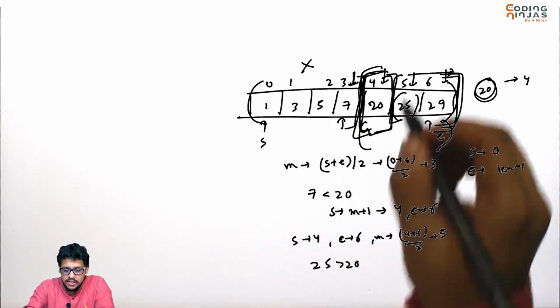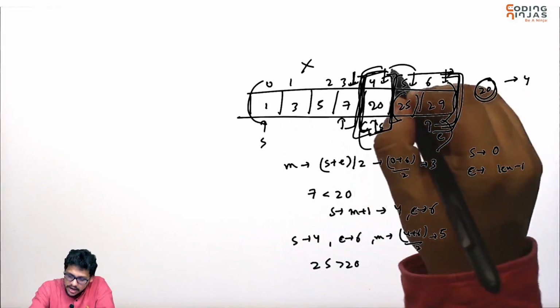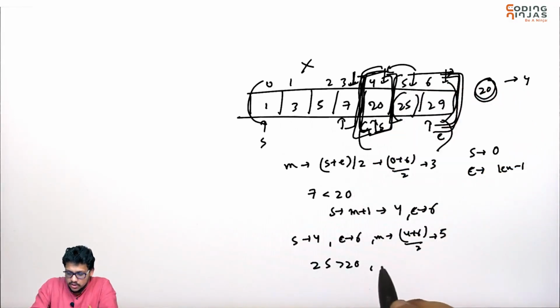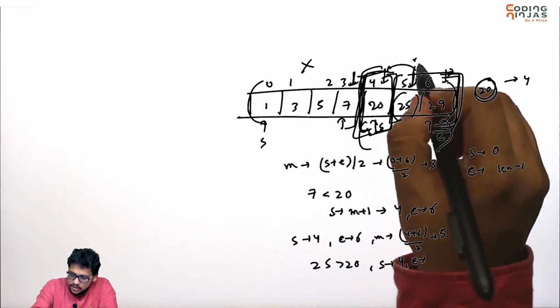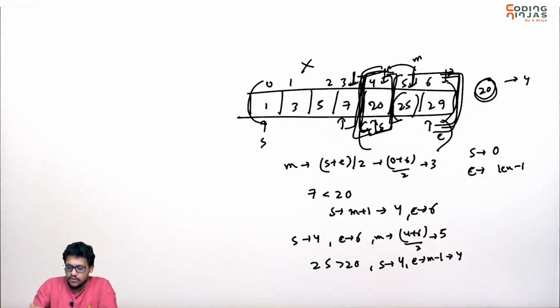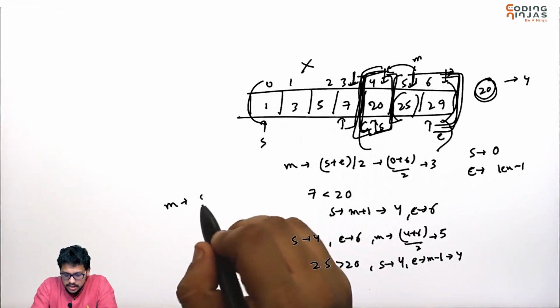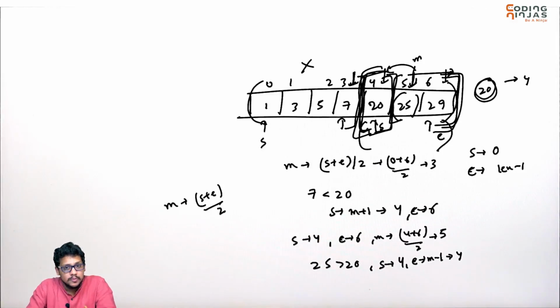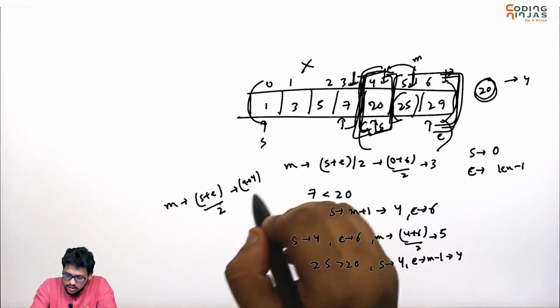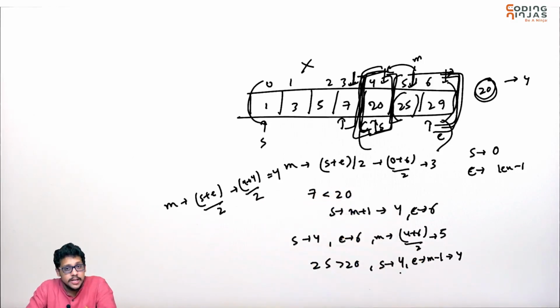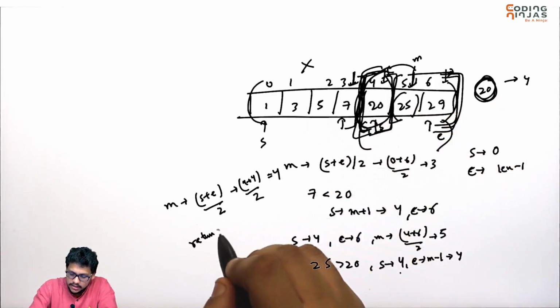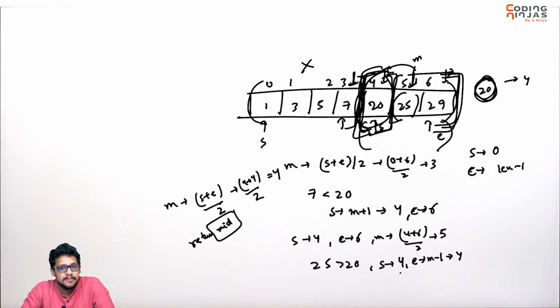In this part of the array, start will remain the same and end will come here. You will move towards the left. So start will still remain 4 only, and end will become mid minus 1, that is equal to 4. Now you calculate mid as start plus end divided by 2, which is 4 plus 4 divided by 2, equal to 4 only. You will compare the mid element with your element. They are equal. You will return this mid index.